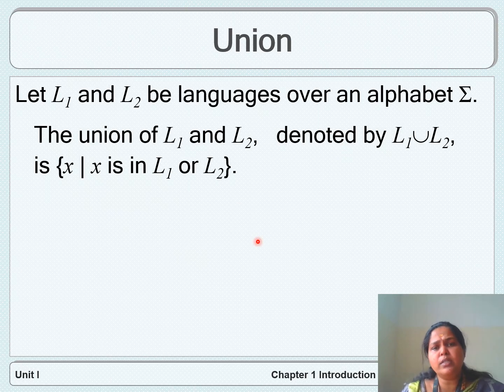Next, the union. The union is nothing but combining. We are going to combine language 1 and language 2. So let L1 and L2 be languages over the alphabet sigma, right? The union of L1 and L2 is denoted by L1 union L2, for strings that exist in language L1 or L2. Here we can note that being in both is not necessary when you are going to combine in a union.